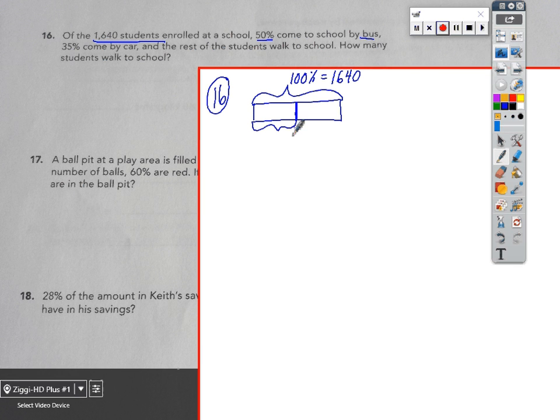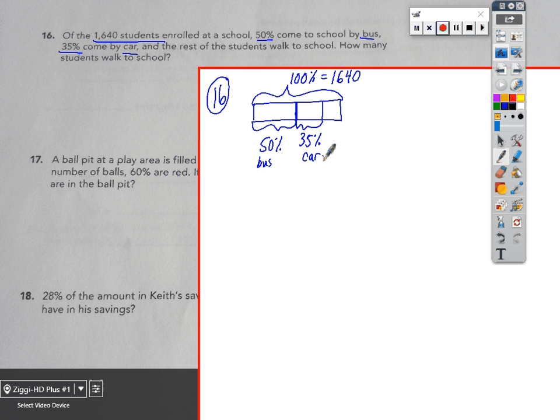We'll grab about halfway and call that 50%, and I'm just going to write bus next to it for some good labeling. 35% come by car. Oh, 35% car. I can do this. So that's a little less than this 50%, isn't it? So I'm going to go with, somewhere in here, we'll pretend that this is my 35% by car.